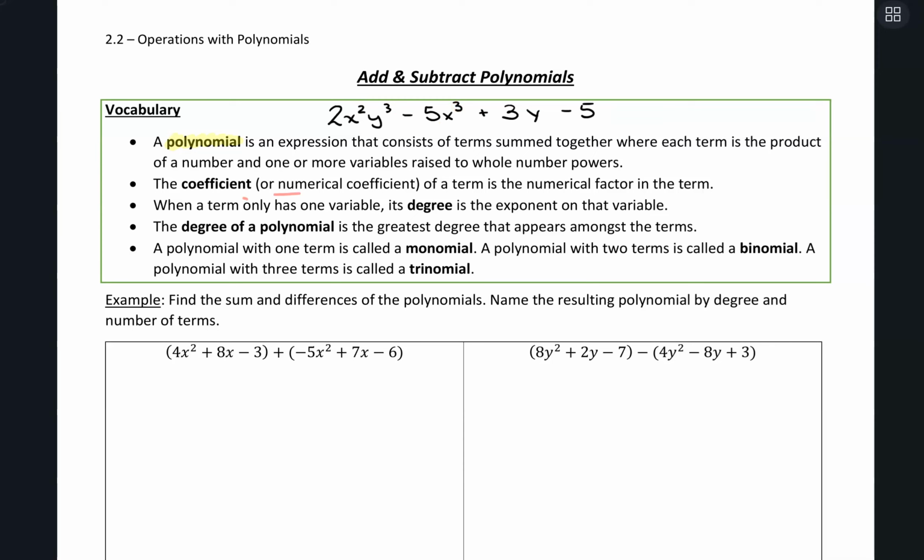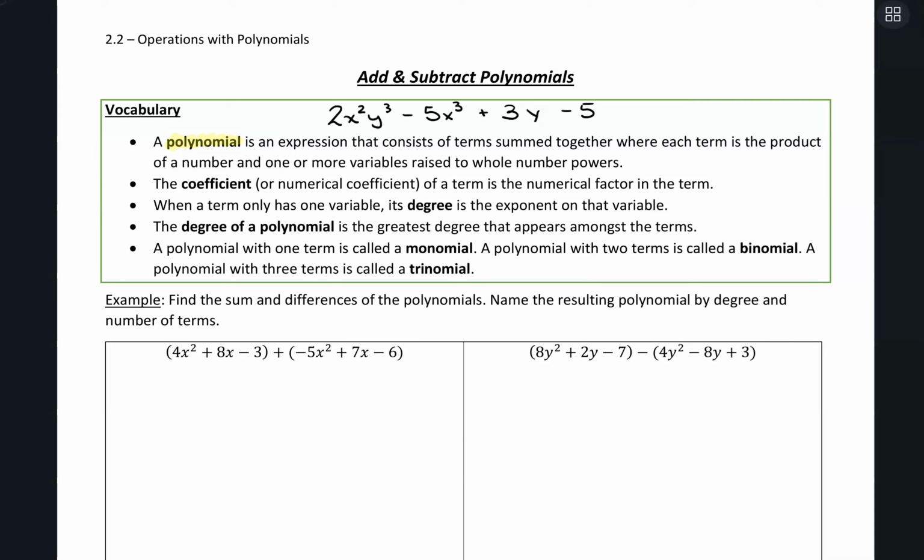The coefficient, or numerical coefficient, of a term is the numerical factor in the term. So we have a 2, a 5, a 3, and a 5. Sorry, that should actually be -5, -5. So we'd have positive and negative based on the addition, subtraction.